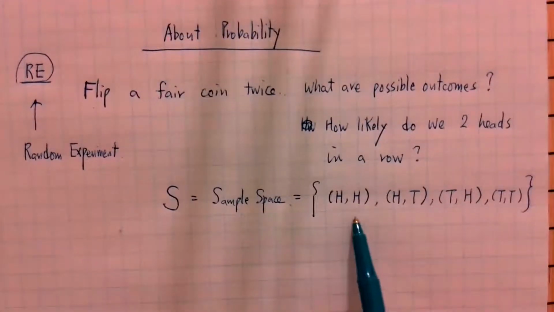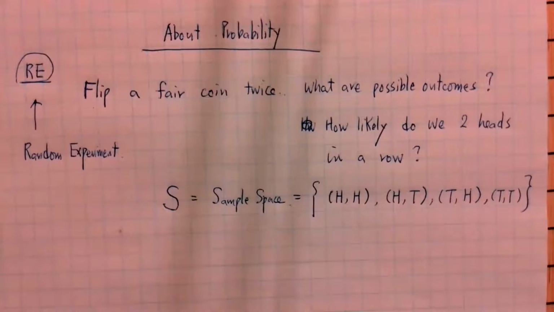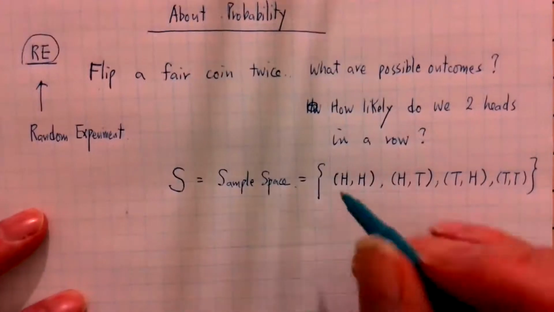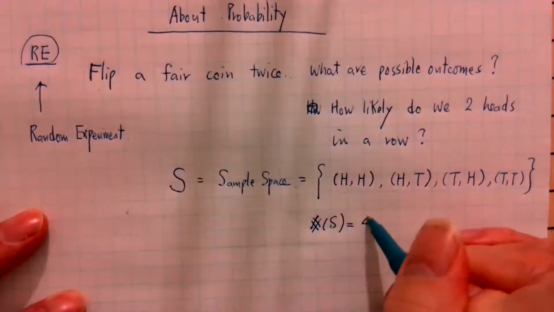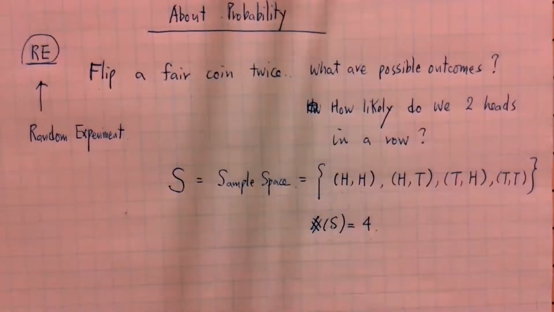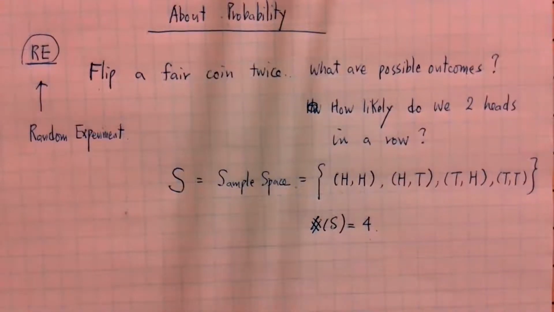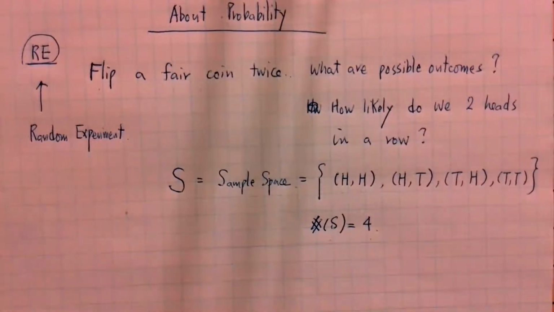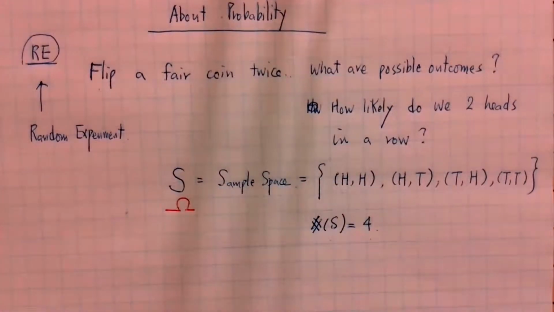Altogether, there are four possible outcomes you can expect to see after you flip a fair coin two times. Okay, what are the possible outcomes? 1, 2, 3, 4. The notation we used before: the number of possible outcomes in the sample space is 4. Four elements in this set. We say four possible outcomes, so the size of the sample space is 4. Some books use Omega, which is another common notation to denote the sample space.